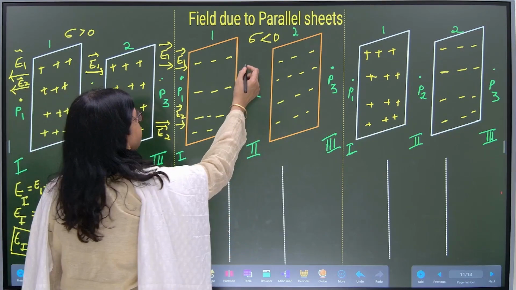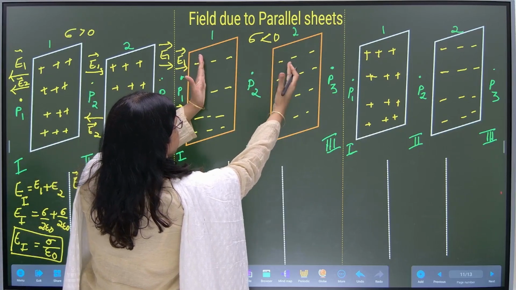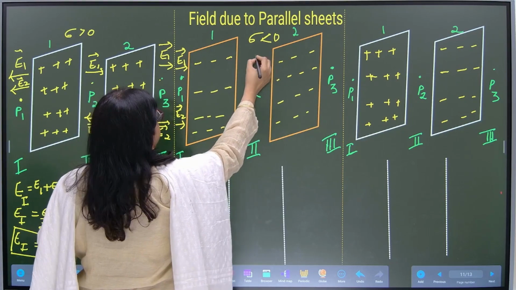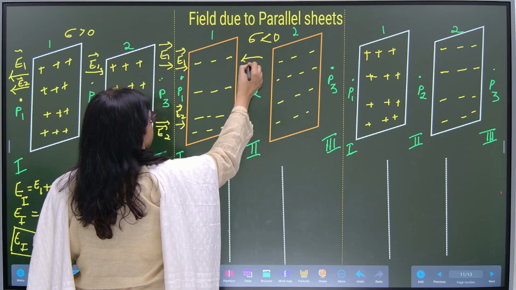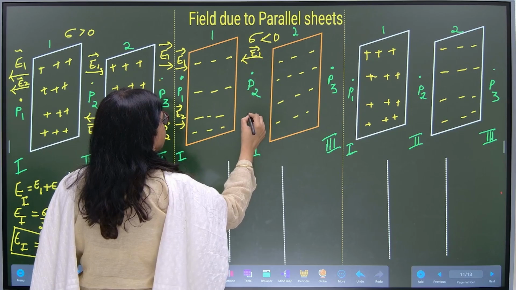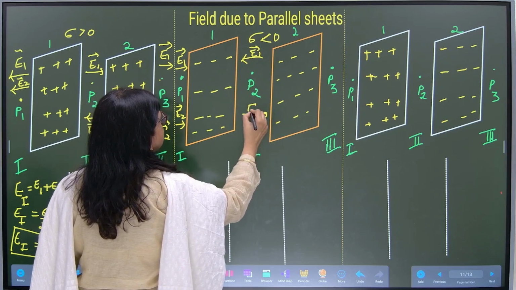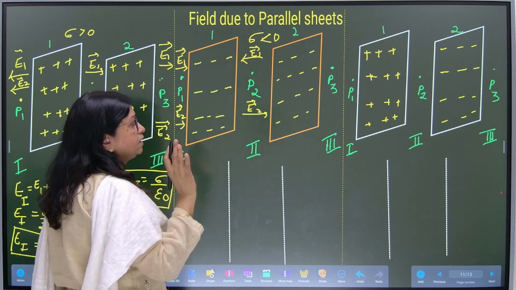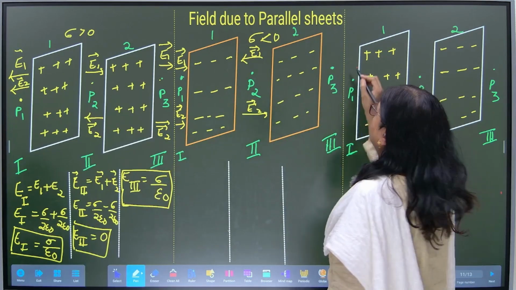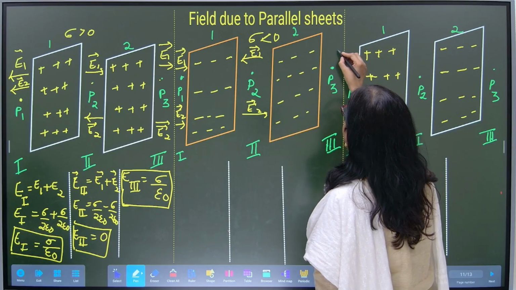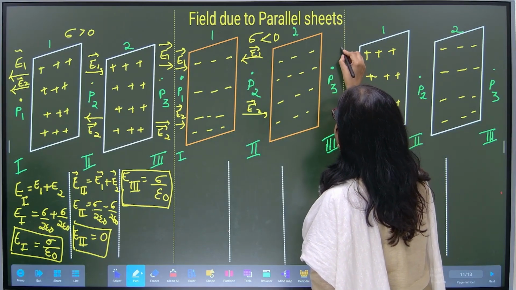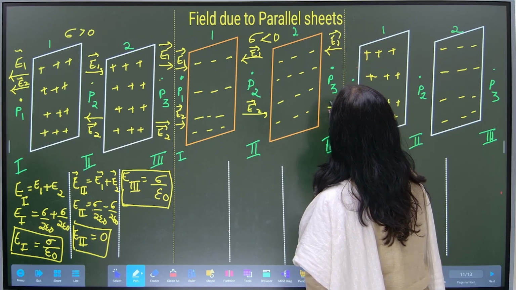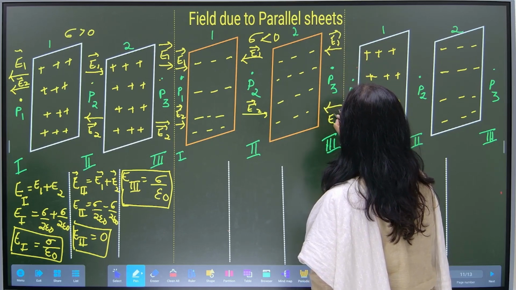For P2, the electric field, as can be seen for the two sheets, is radially inwards from P2: E1 radially inwards from P2, E2 radially inwards from P2. So here you can see E1 and E2 are opposite to each other. For the point P3, radially inwards towards the sheet E1, and E2 from the point.